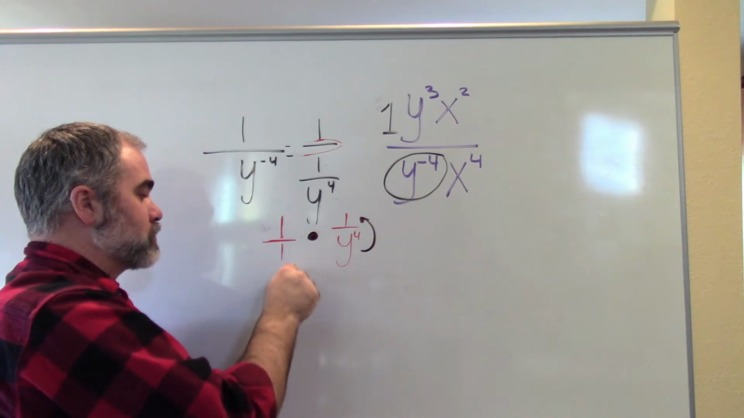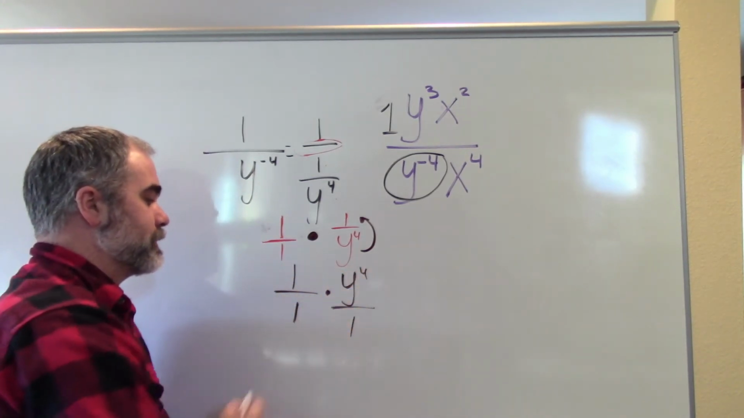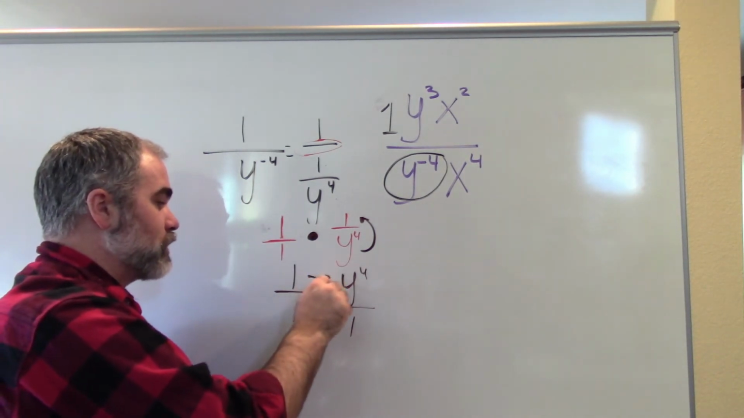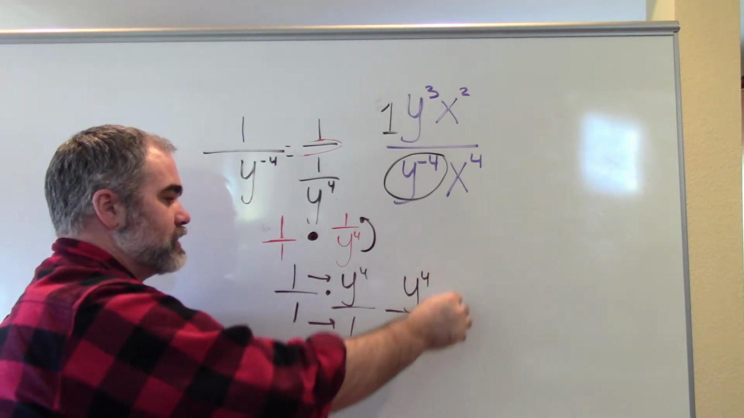So this really becomes 1 over 1 times y to the fourth over 1. And when you multiply fractions, that's super easy. Straight across, 1 times y to the fourth is y to the fourth. 1 times 1 is 1. So here's the crazy thing.